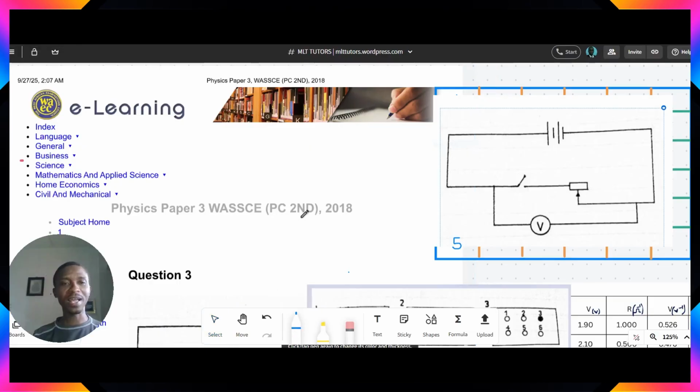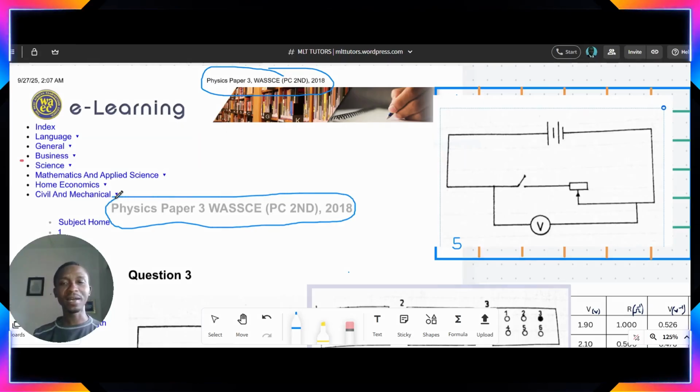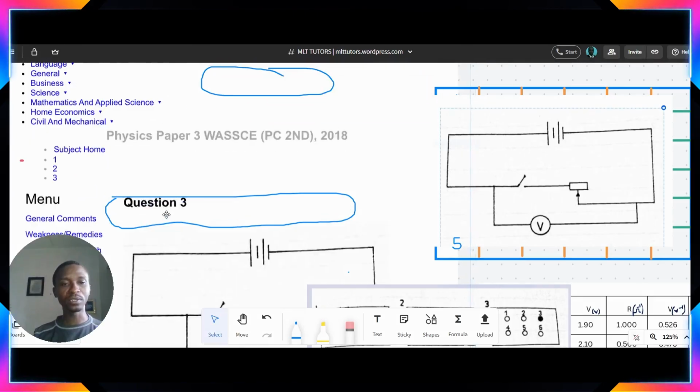In today's class, we are looking at physics, and the topic of discussion is physics alternative practical. This is meant for you guys that are preparing for WAEC, GCE November/December, as well as NECO GCE. Precisely, we are looking at question 3, which is on electricity. Now let's look at the question in detail.